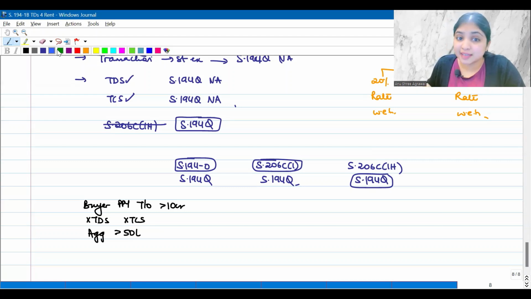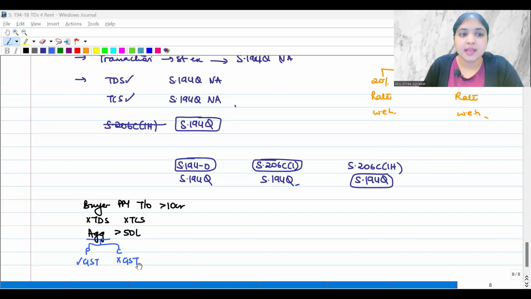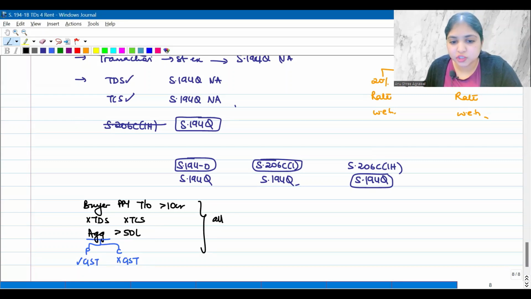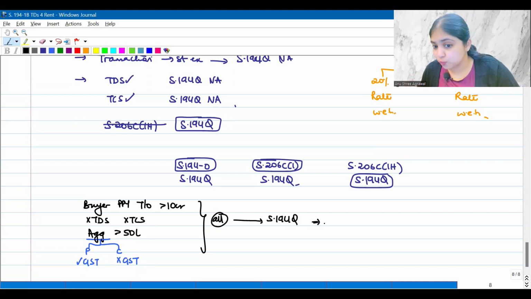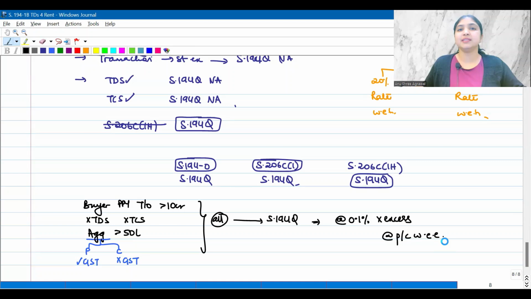When you're doing this aggregate transaction, if payment is earlier, then you will include GST. If credit is earlier, then you will not include GST. So I have three conditions. If all these three conditions are fulfilled, then section 194Q will apply. Under 194Q, we will deduct tax at the rate of 0.1% of the excess. When will we deduct tax? At the time of payment or credit, whichever is earlier.